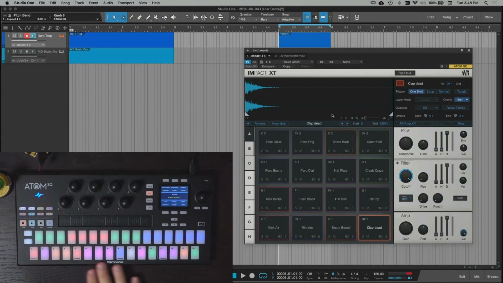The benefit here is that you're not just seeing 16 different pads, you're actually seeing 32 at any given time. So you could easily map out your loops to the upper lane and maybe one shots to the bottom lane so you can play along.